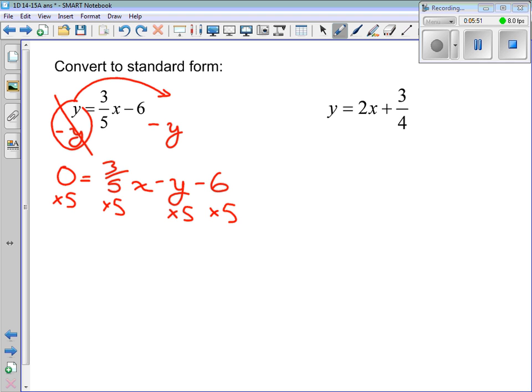So 0 times 5 gives me 0. 3 over 5 times 5 just gives me 3. 5 times negative 1 gives me negative 5y, and then minus 30. And there we are, standard form.